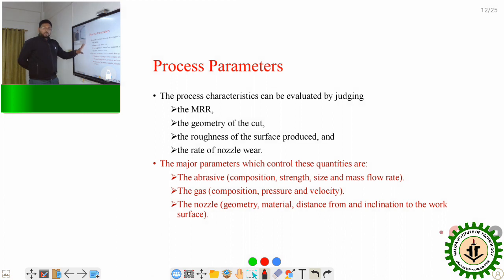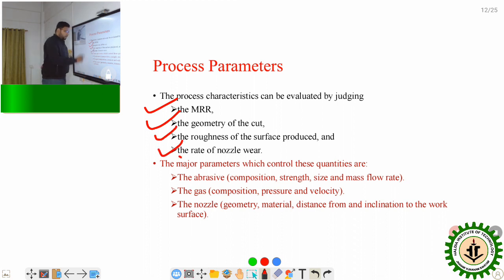Then similarly, there is some process parameter, there is some control parameter, there is some response. So the main response is the MRR. So we have to always increase the MRR. We have to always look at the geometry of the cut, what will be the surface finish, and what will be the nozzle wear of machining. And how can we control this? We can control this by some control parameters.